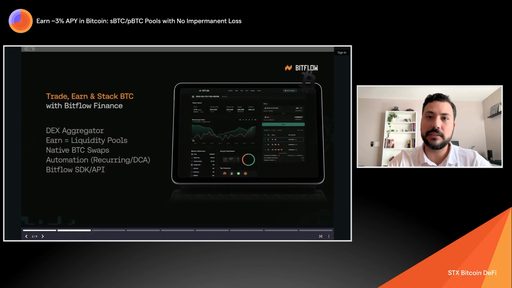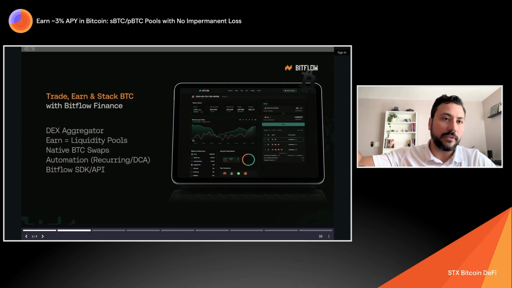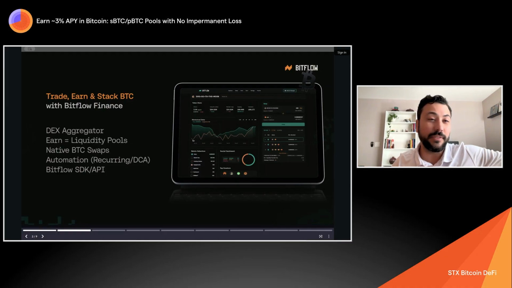We're also a DEX aggregator. We built liquidity infrastructure, liquidity pools, so users can also participate by providing liquidity and earning. We also have native Bitcoin swaps, so you can go directly from Bitcoin to various SIP10 tokens, various Stacks tokens, Runes, and so on. Our app also offers automation that makes DeFi a little bit easier, such as dollar cost averaging or recurring buys. And our BitFlow SDK and API also power many of the protocols in the ecosystem, which I'll go over.